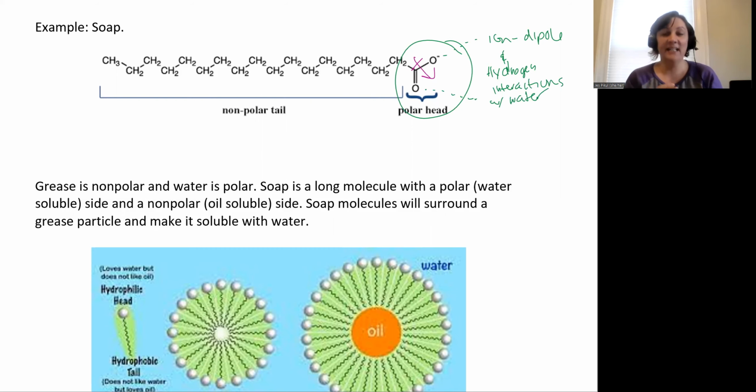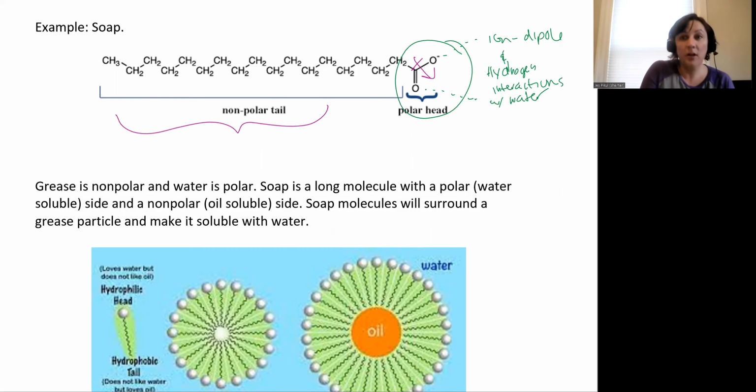It has a -1 charge on one of those oxygens that's kind of distributed over that space. And so water can line up its dipole moment with that negative charge and create a pretty strong interaction. And so this allows the soap molecule to interact with both nonpolar compounds and polar compounds.